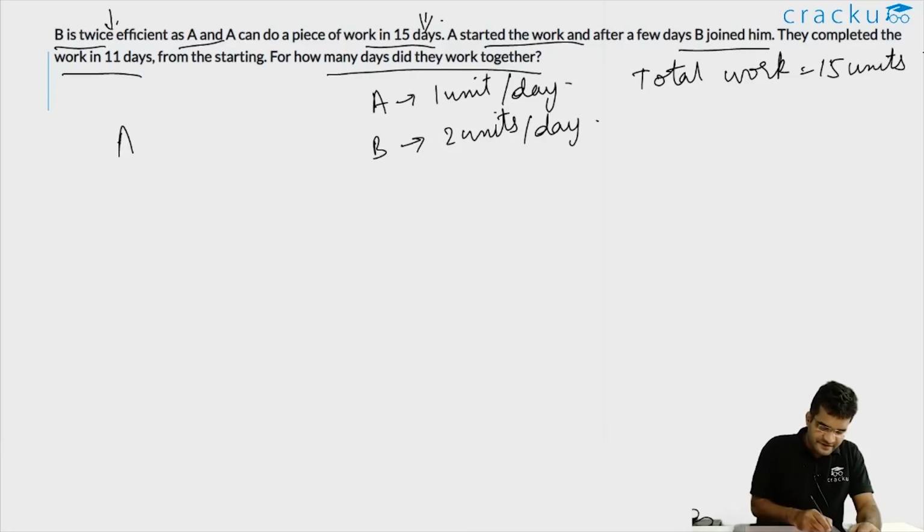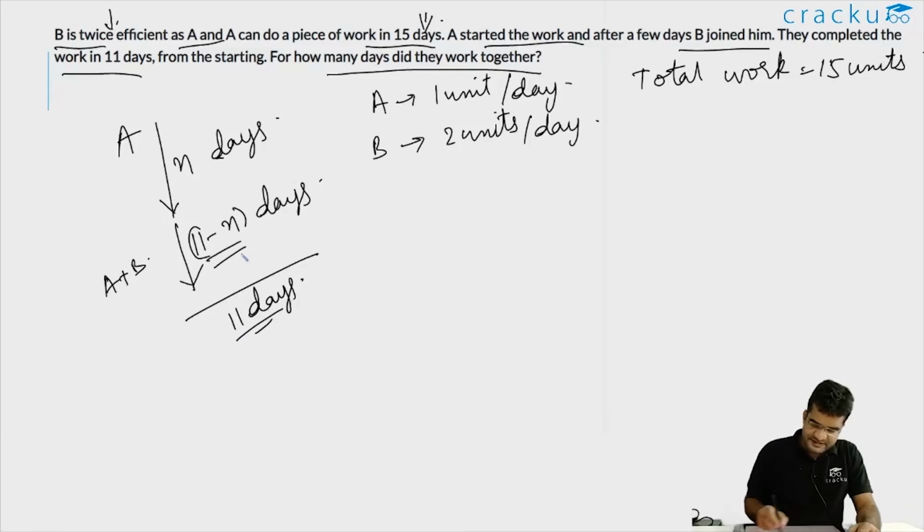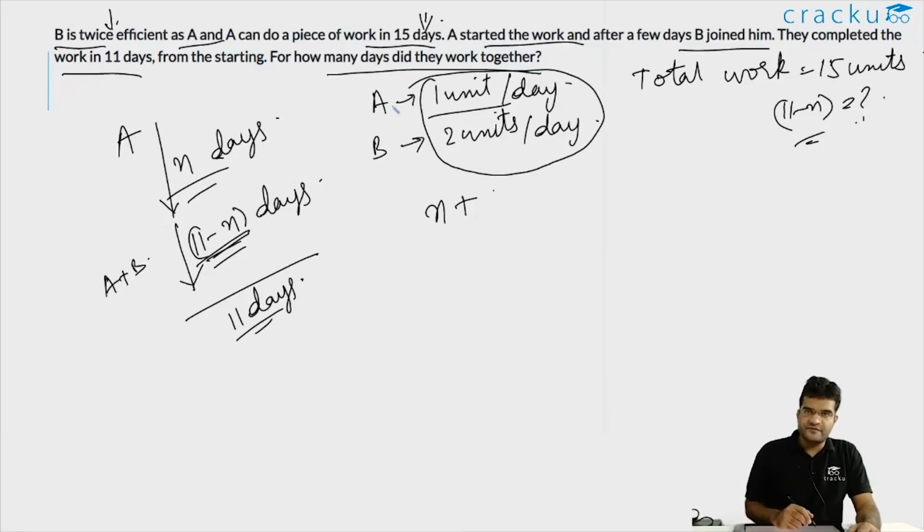So let us assume that A worked alone for n days. Then A and B, both of them worked together when B joined him, and they worked for 11 minus n days. And finally the job was finished in 11 days. Now we are required to find out the value of 11 minus n. This is the number of days they worked together. So in the first n days, A was producing 1 unit of work every day. So the total amount of work done is n. And in the remaining 11 minus n days, as A and B both of them are working, they do 3 units of work every day. So they do 3 into 11 minus n. This is the total amount of work that is done, which is 15 units.